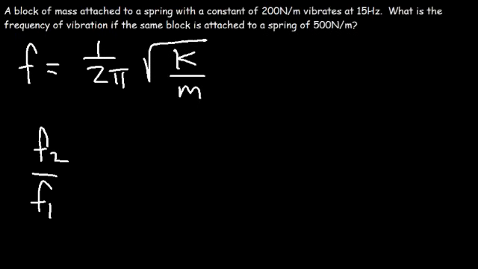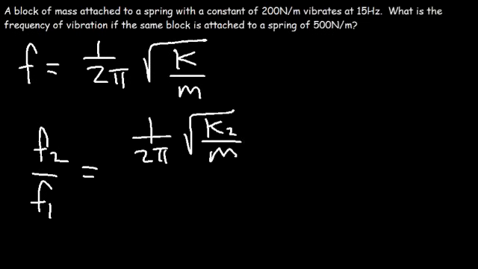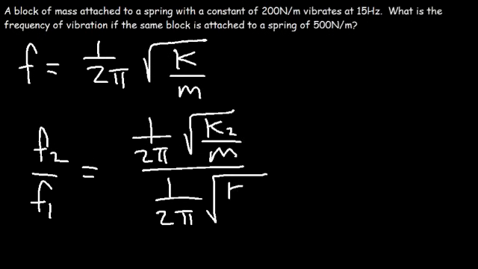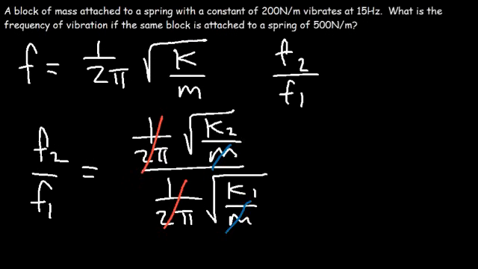F2 divided by F1 is 1 over 2 pi square root K2 over M. So we're going to write the subscript for K since K changes, but M is constant, so we don't need to write the subscript for M. So we can cancel the 2 pi and the mass. So we're going to get this equation. F2 divided by F1 is equal to the square root of K2 divided by K1.